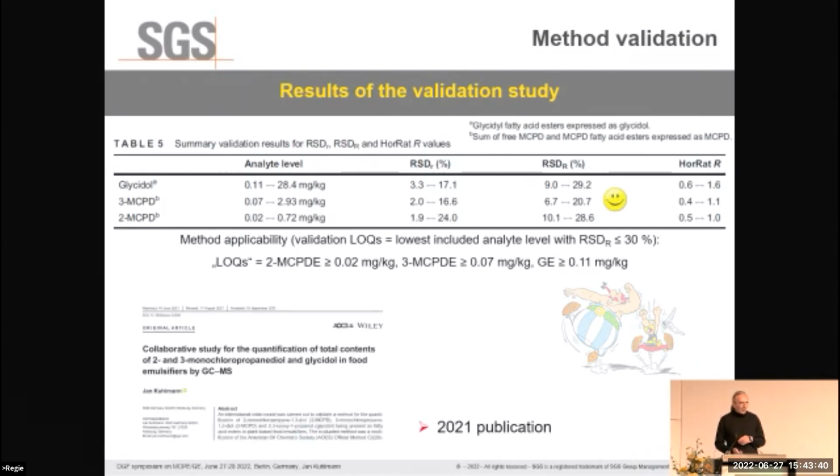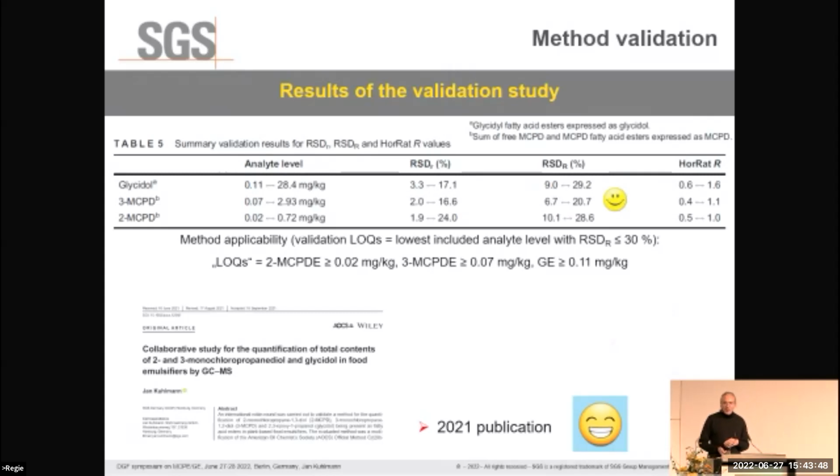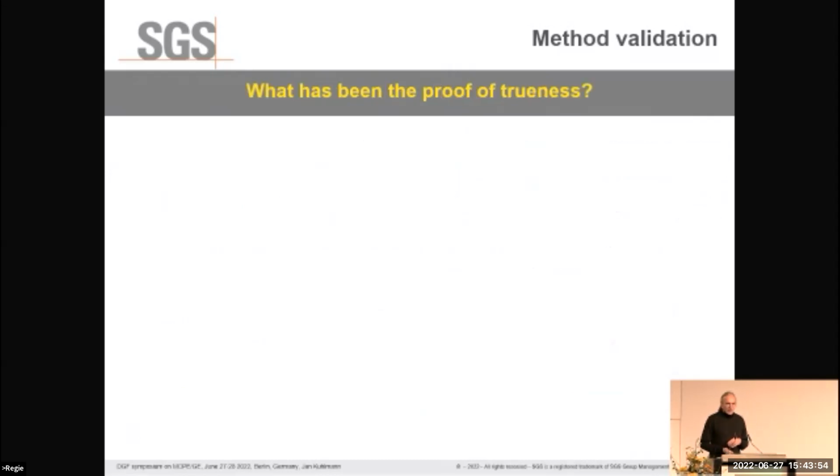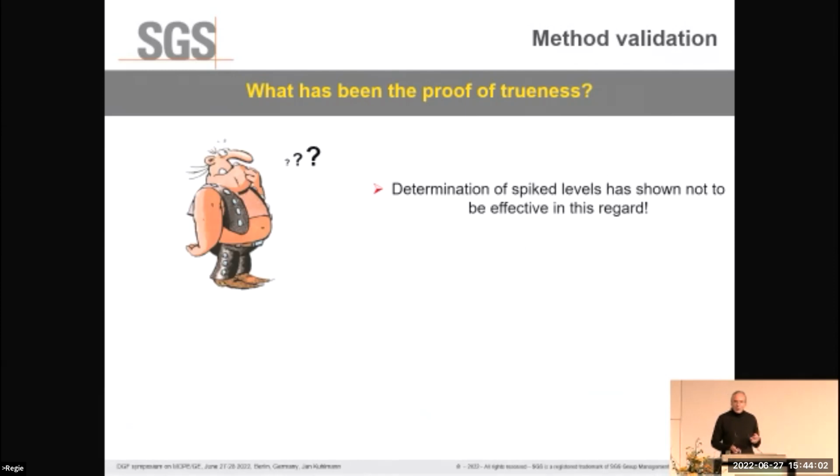And all the results and also the study outcome have been published in 2021. And so this was my phase when we finalized this project. I have presented this already at the AOCS annual conference 2 months ago, but what I did not present is proof of trueness, because this was not part of method validation.